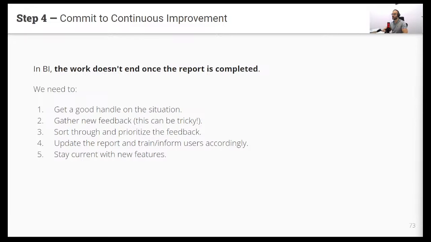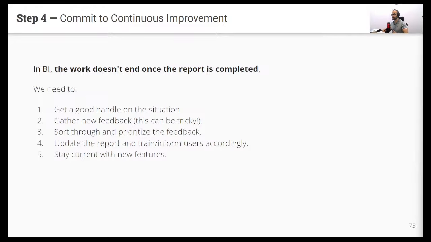We want to get a good handle of the situation. We want to gather some feedback if we have not done that already. We want to sort through this feedback and prioritize. We want to update the report and train the user. And if we haven't done that, we want to do it. And if we have done it, we want to redo it because we have changed something.